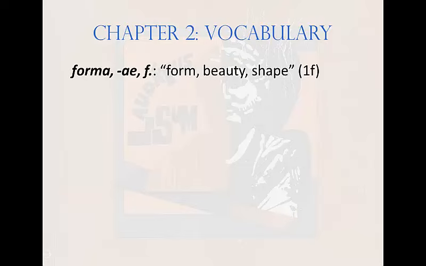Notice that the Romans thought that things that had visible form also had beauty, in the same way that we use shapely to mean pretty. The next word, ira, irae, feminine, means anger. It's a first declension feminine noun. We get words like irate from this. What would you guess irate means? If you don't know, go look it up in a dictionary.